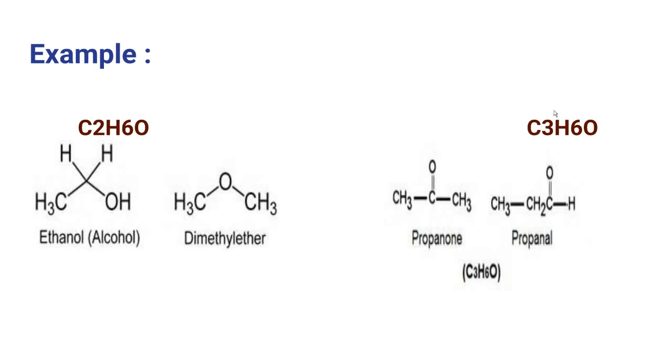And here this is C3H6O. Again, they have the same number of carbons, hydrogens and oxygen, but one is propanone and one is propanal. This is a ketone and this is an aldehyde. So again, they are very different classes of compounds, but they have the same molecular formula. So they are the functional isomers of each other. One is a ketone and one is an aldehyde.